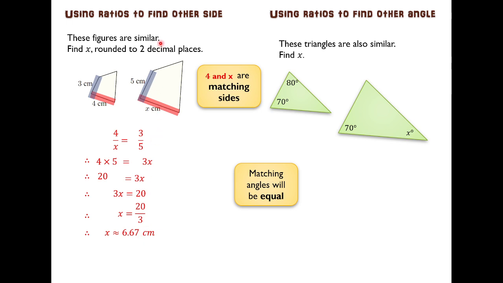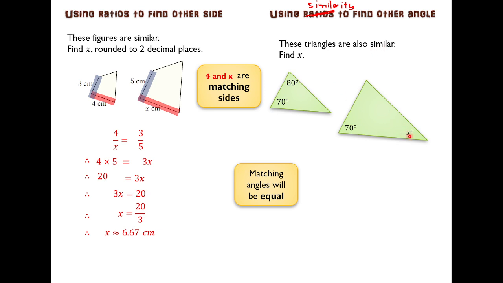In the same way as using ratios to find a side, we can also use similar shapes or similar triangles. I guess the general concept is similarity. There we go. We're told that these two triangles are similar. Do we have to prove that these triangles are similar? No, because we're told that they're similar. We are given that information.